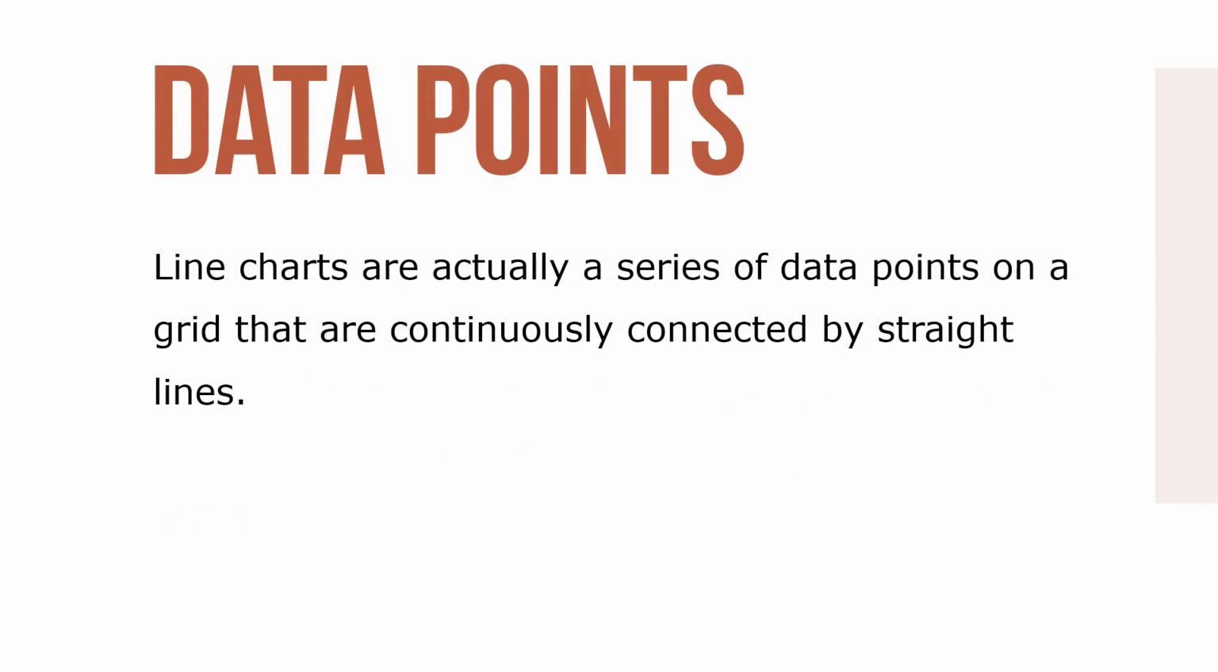Line charts are actually a series of data points on a grid that are continually connected by straight lines. They may contain a single line representing the change of one variable, such as interest rates, or they might contain multiple lines representing the change of interrelated variables, such as interest rates and stock prices or sales and profits.